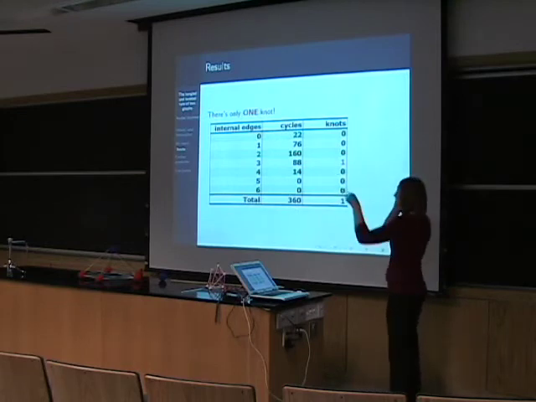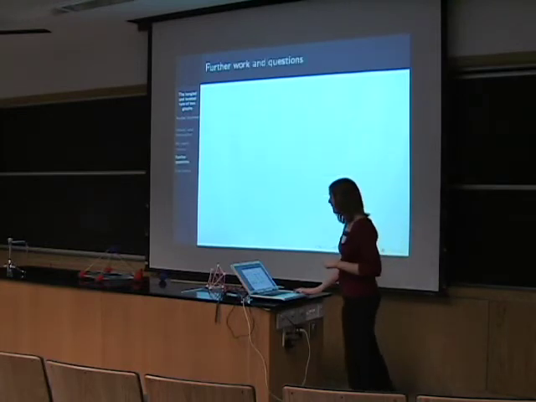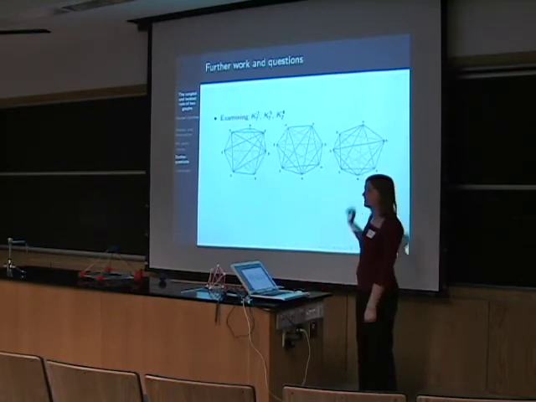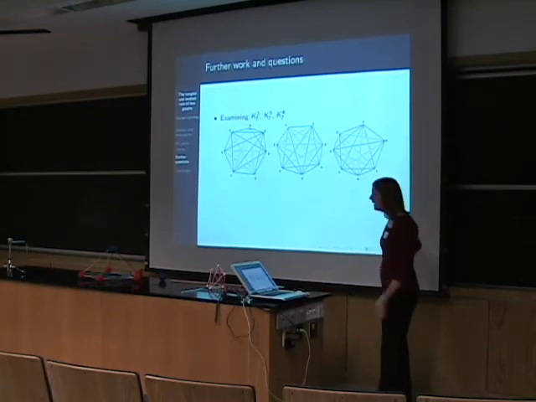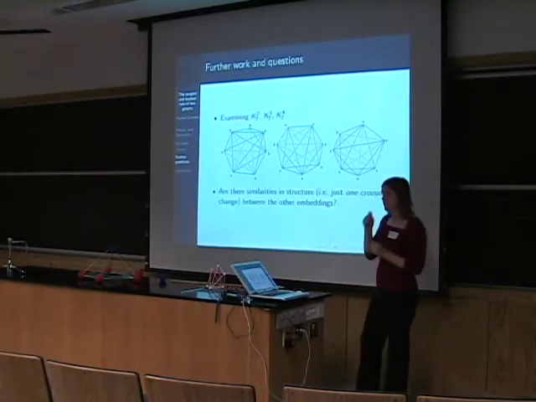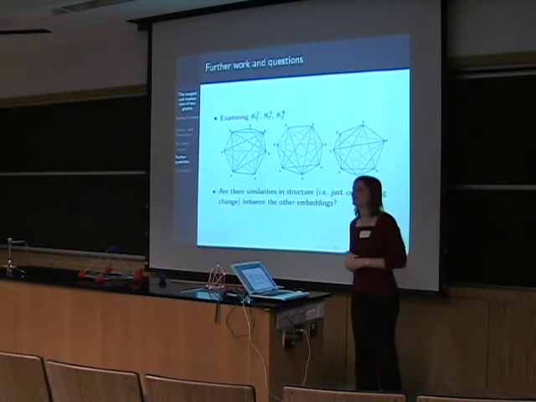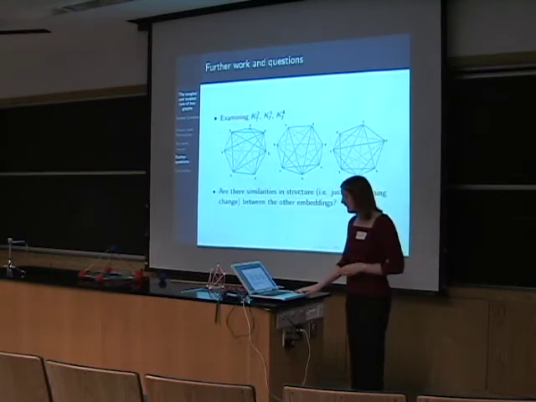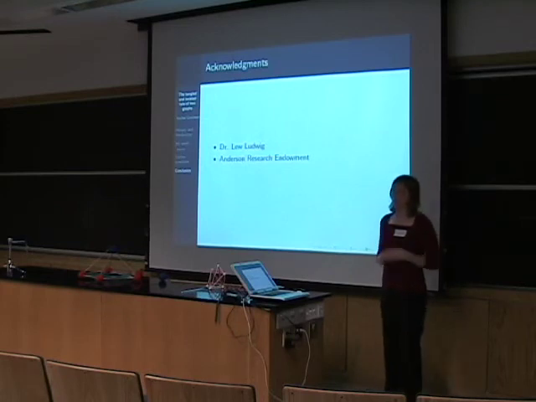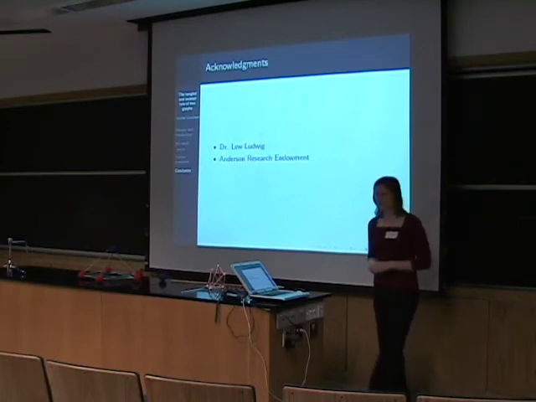So I'm going to continue this work into my senior year, and I'm going to look at naturally K7-2 through K7-4. And I'm hoping that that similarity between the structures, or maybe only one edge is different or one crossing is different, will come up again, so it's a lot easier to count the knots. I want to thank you for having me here today, and I'm going to thank the Anderson Research Endowment and my advisor, Dr. Luke Ludwig, for the help that they gave me.